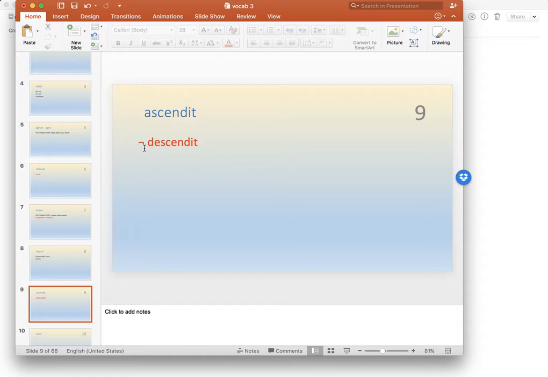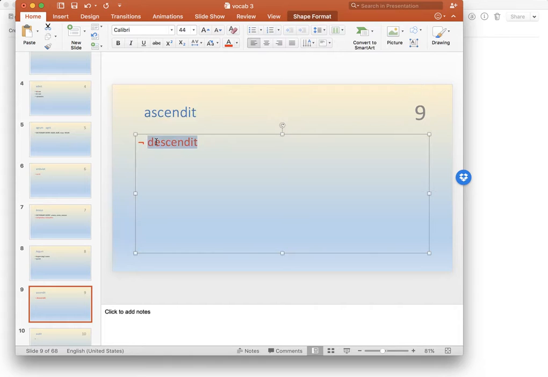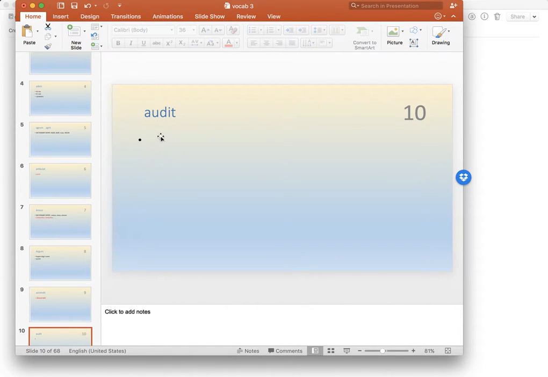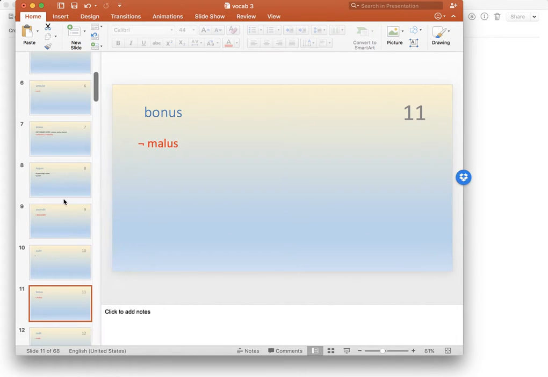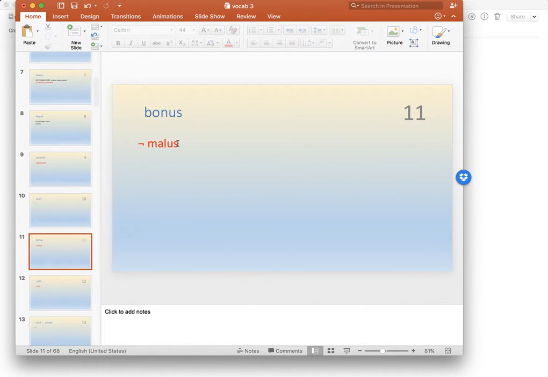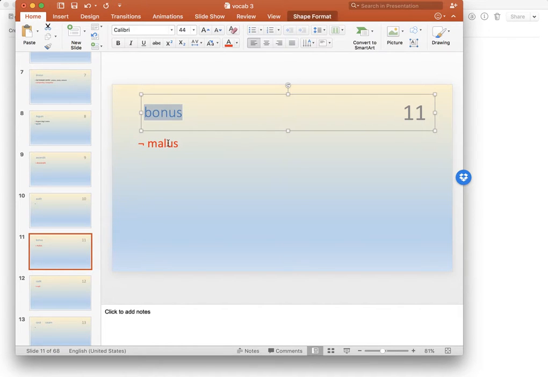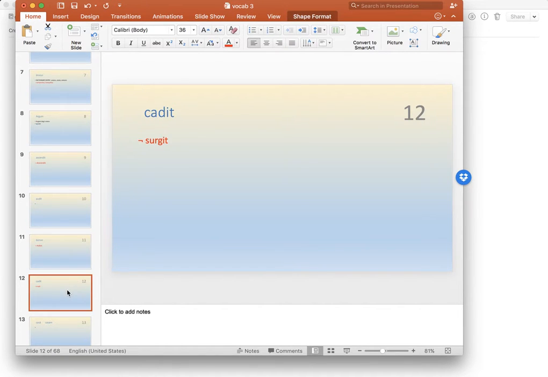Ascendit means climbs, ascends. Descendit, the opposite. This is the logical sign that means opposite. Descends, goes down. So ascends, descends. Audit, hears. Bonus, good. The opposite, malus, bad. So good, bonus, bad, malus.